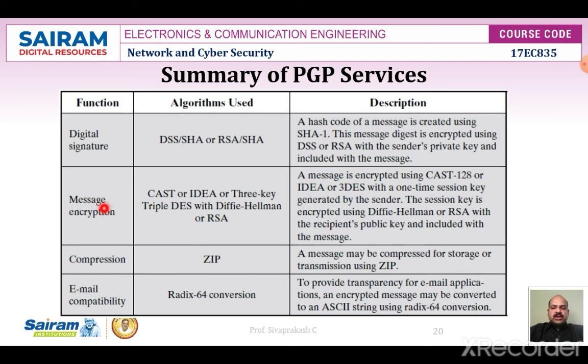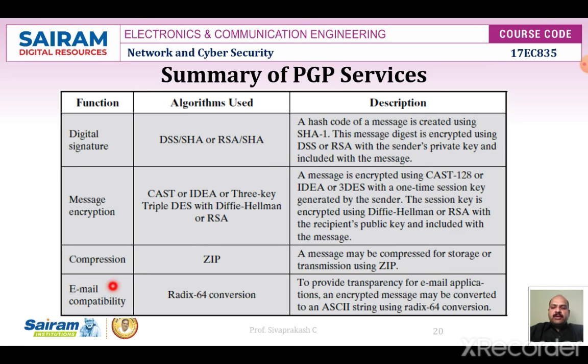If it is message encryption, we use a symmetric encryption process such as triple DES, IDEA or CAST algorithm, used with RSA or Diffie-Hellman. The message is encrypted using DES or triple DES with a one-time session key, which is generated by the sender. The session key is encrypted using a Diffie-Hellman or RSA algorithm with the recipient's public key, and it includes the message. The compression function uses the zip algorithm. Here the message may be compressed for storage or transmission using a zip algorithm.